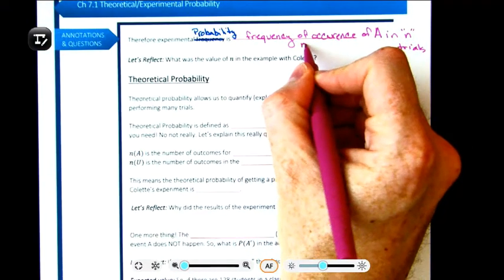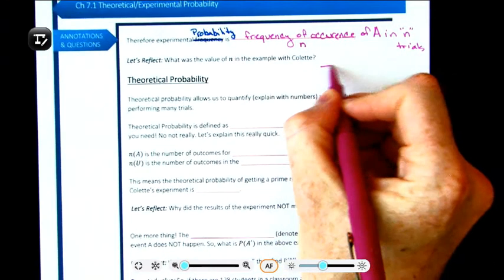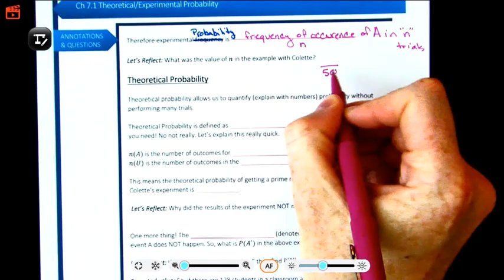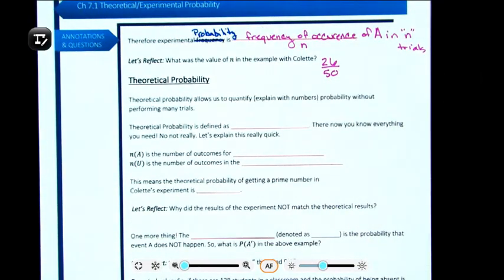Okay, so it says, let's reflect. What was the value of n in the example with Colette? Well, Colette had 50 trials, so that's her n. And 26 of those trials were event A. So that's where it comes from. I think the example makes a lot more sense than if I had just given you that definition. It's very wordy.